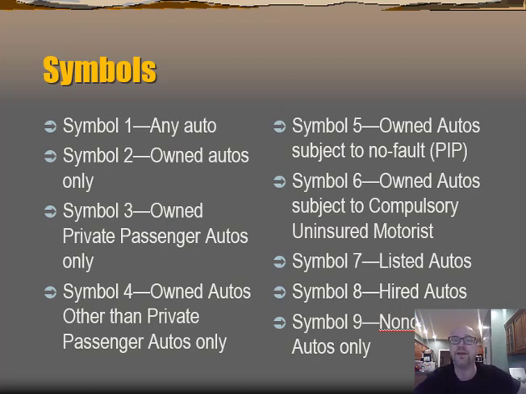So again, symbol 1, any auto. Symbol 2, only autos I own. Symbol 7, only autos I own that are listed. I'm specifically going to list them. 3 is only private passenger. 4 is everything but private passenger. 5 and 6 depends on your state law. And then 8 or 9 adds in whether or not you rent vehicles or whether you borrow vehicles that you don't own. There you go.